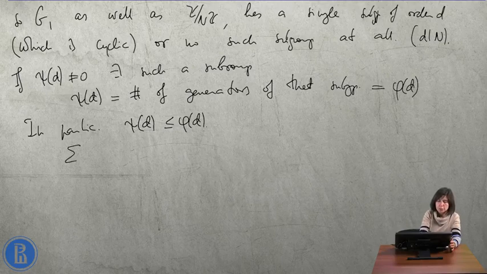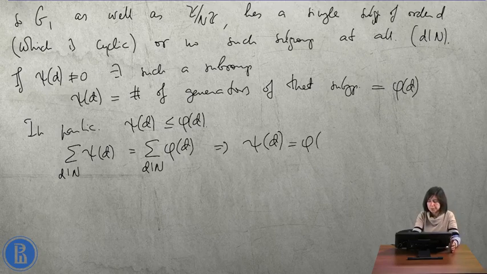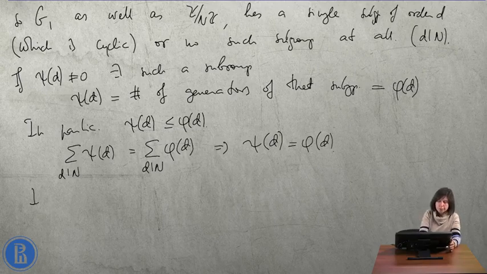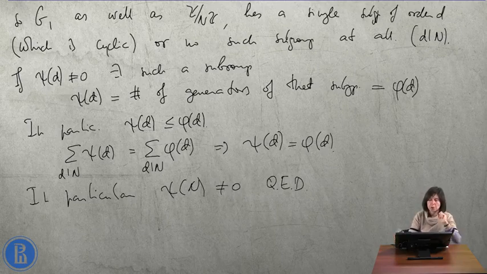But in fact, there must be equality because the sum of those are equal. So the sum of psi's is equal to the sum of phi's, and then the psi's all must be equal to phi's. In particular, psi of n is non-zero, and we have proved the theorem. There is an element of order n in G, so G is cyclic.